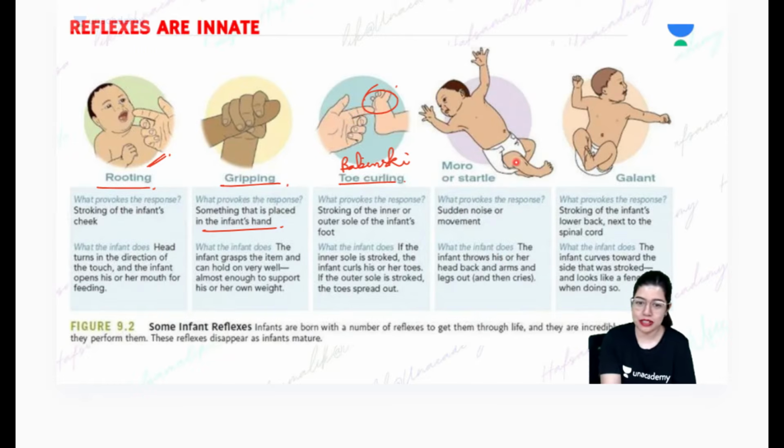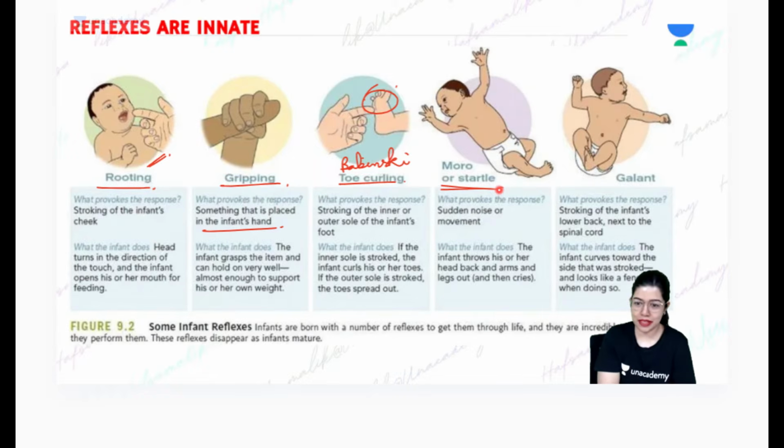Basically, why would you want to trouble the poor baby? It's like you're tickling. Now, Moro reflex is basically what? Moro reflex is another survival reflex. You know how monkeys, have you ever seen a monkey sleep on a tree? Have you ever seen it on a tree or not?